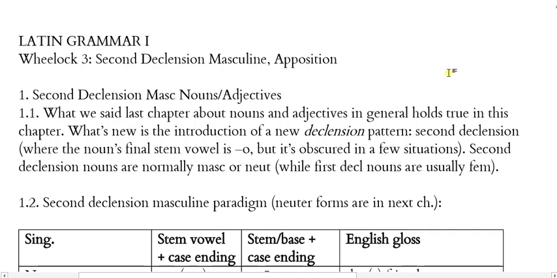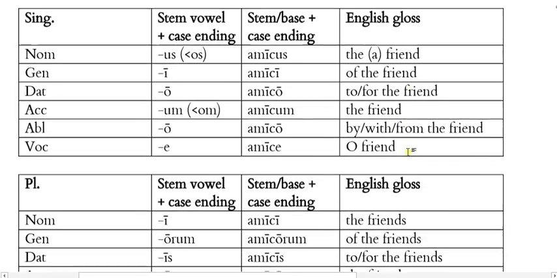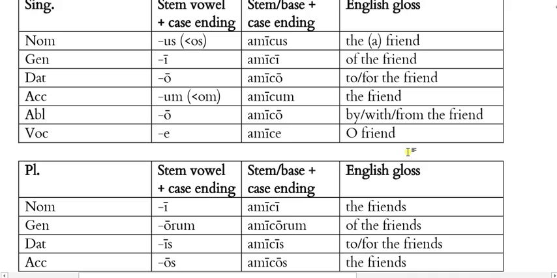Okay, second declension nouns are going to follow a predictable pattern, and I've given you the case endings here. Remember, what we're dealing with in this chart is actually the stem vowel and the case endings added. So these are really combination forms. So let's go through these real quickly here.